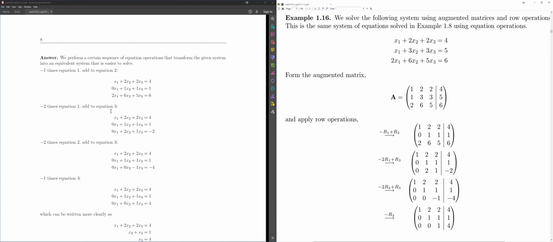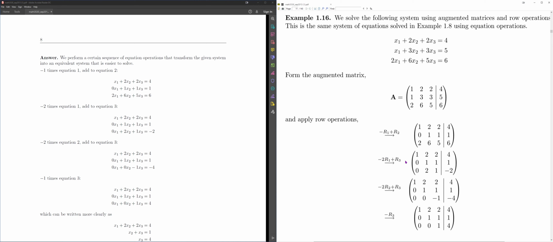And for these equation operations, for example to go from here to here, what you do is you just work on the coefficients, and you're doing it via row operations. Next thing to note, going from this system here to this system over here, you're multiplying equation 1 by minus 2 and adding it to equation 3. And over here, going from here to here, you're multiplying row 1 by minus 2 and adding it to row 3.